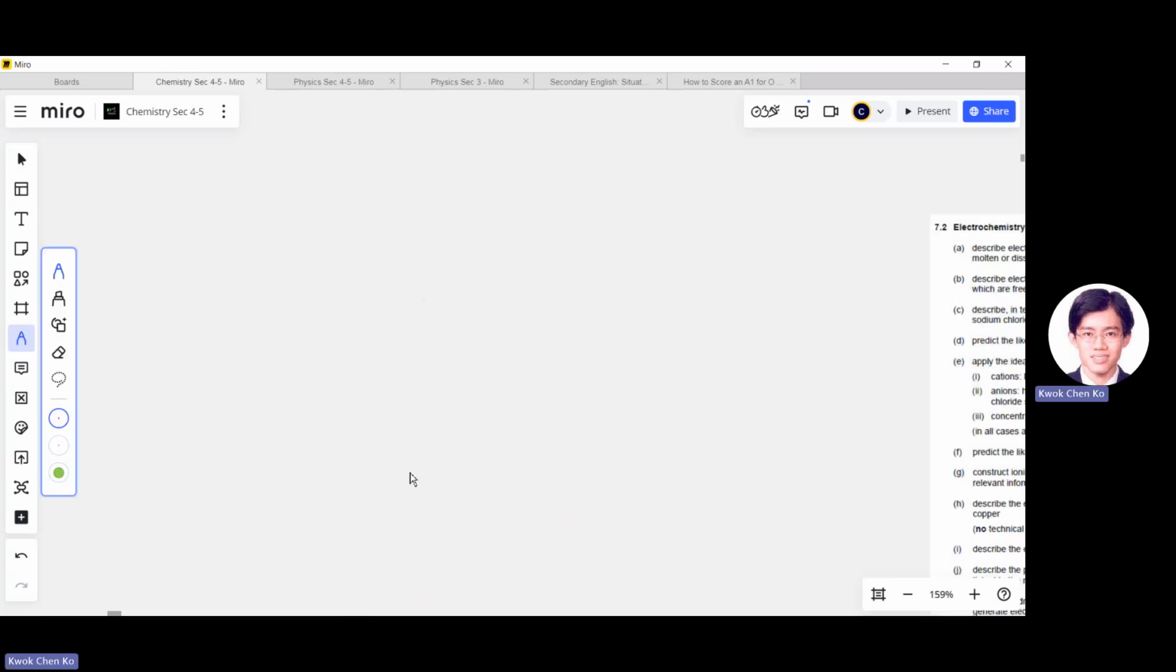So if I give you something like this, a very standard kind of diagram, what kind of question is this? Yes, electrolysis. What makes you say so?